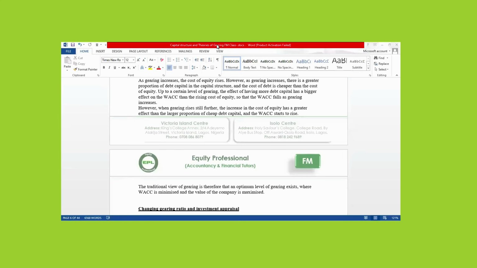So, the more you borrow money, the more your cost of equity rises. Number two theory. We have just like 30 minutes.